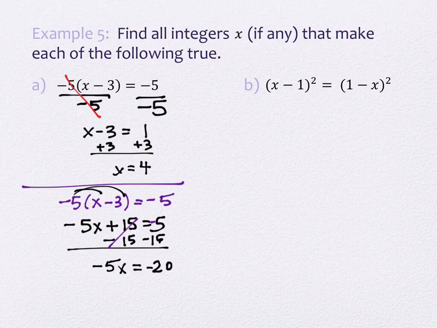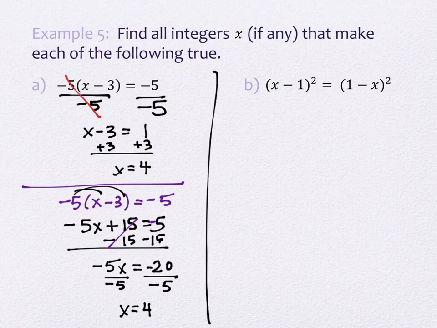And then what would I do with the negative 5x and the negative 20? I would divide by negative 5. Okay, so what is negative 20 divided by negative 5? That's 4. Okay, so two different ways of doing the same thing. And you should end up with the same answer unless you copy things down wrong like I did.